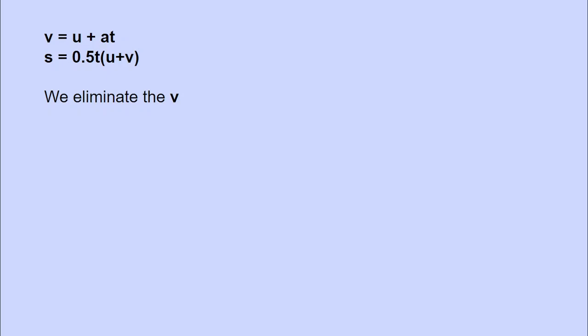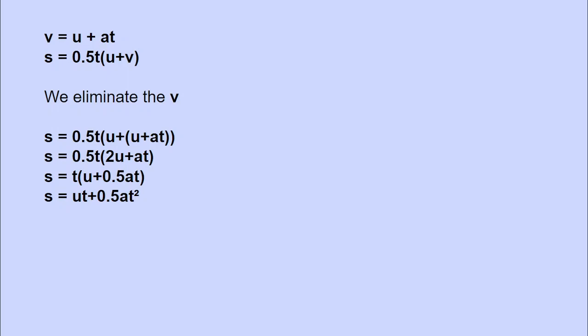Imagine that we want an equation that includes all the variables except for v. Well, we can eliminate the v. We can substitute the first equation into the second. So we get s equals 0.5t open bracket u plus open bracket u plus at close bracket close bracket. S equals 0.5t open bracket 2u plus at close bracket. S equals t open bracket u plus 0.5 at close bracket. S equals ut plus 0.5 at squared.